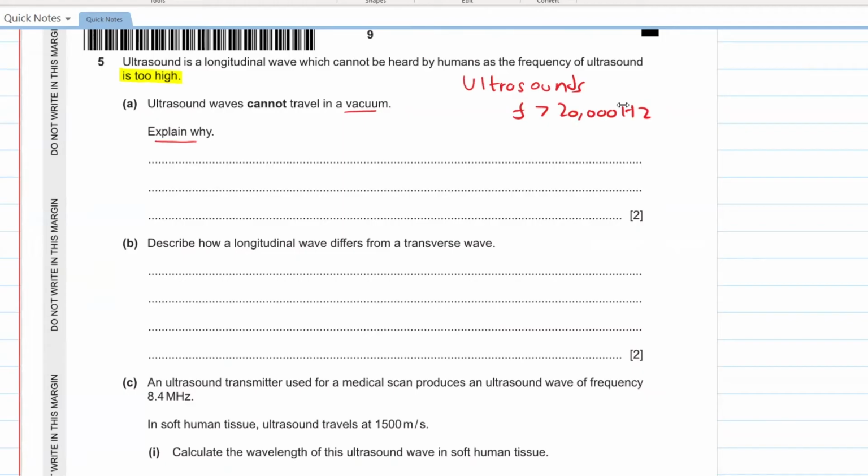Very good Duryodhan bhai, Duryodhan has come prepared today. Very good. Why can ultrasounds not travel in a vacuum? Why?